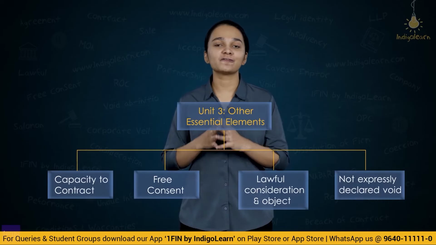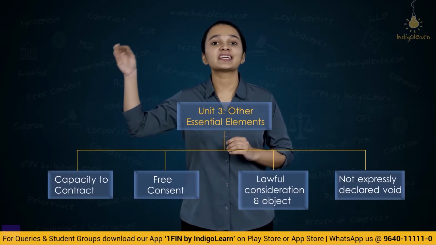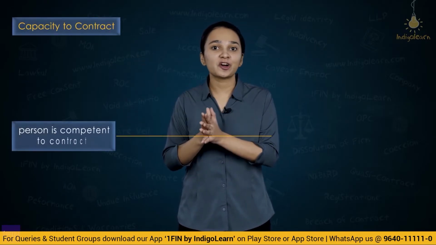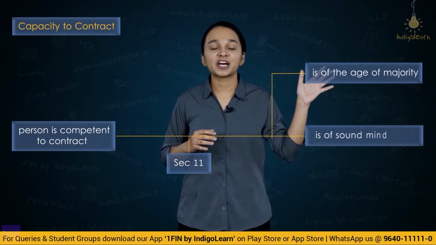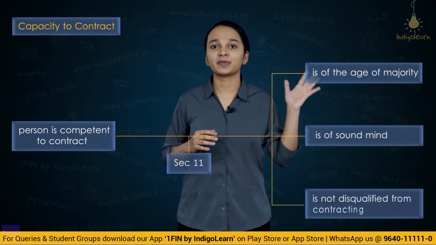Let's now quickly summarize Unit 3. In Unit 3, we have discussed 4 essential elements of a valid contract in detail. We started with the essential element of capacity to contract. A person is competent to contract if he has attained the age of majority, he is a person of sound mind, and he is not disqualified by law.